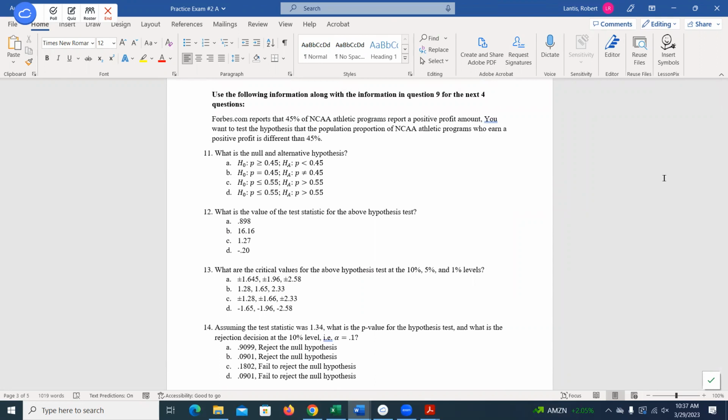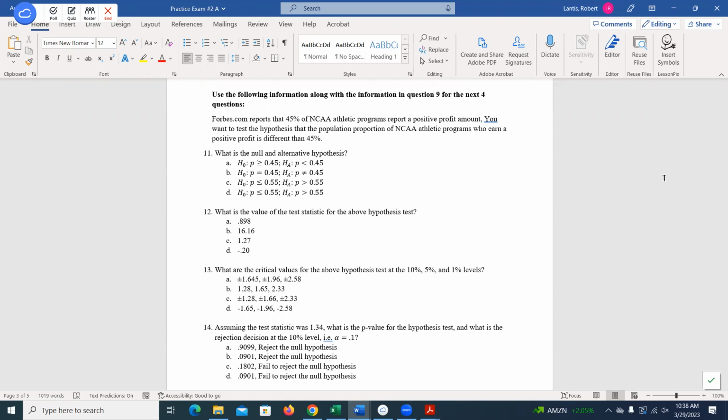Okay. So question 11, I'm looking at what portion of athletic programs in the NCAA have a positive profit, right? So I want to know whether or not it's different than 45%. Before I even get going, I've got a sample proportion. Anytime I see the word proportion, throw the t-table to the side. We always know we're looking at that standard normal distribution.